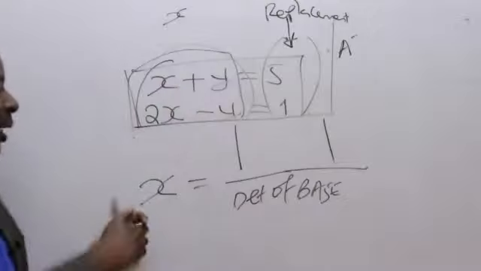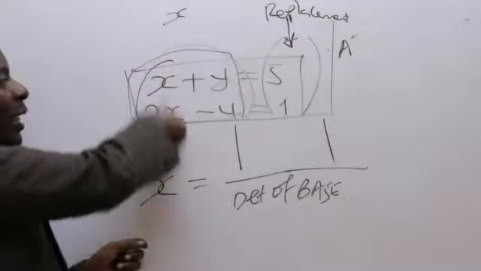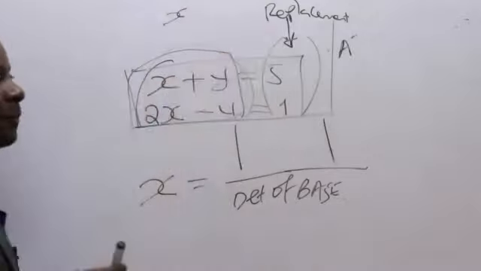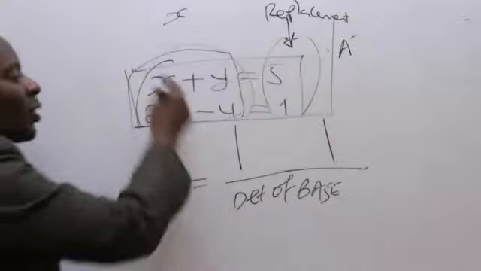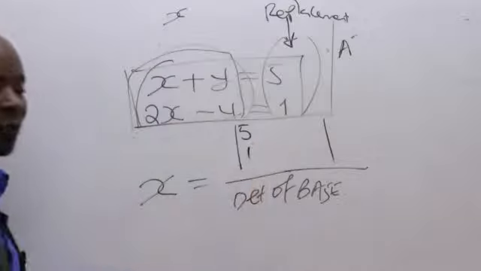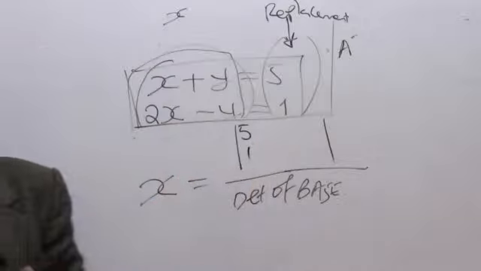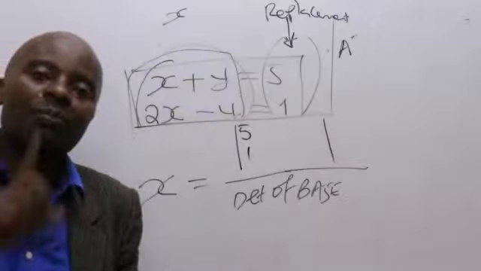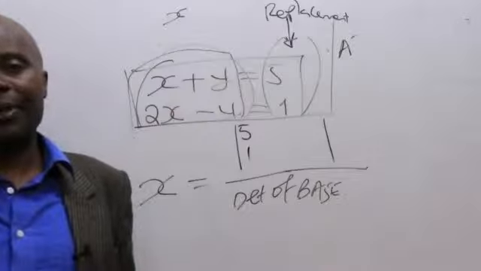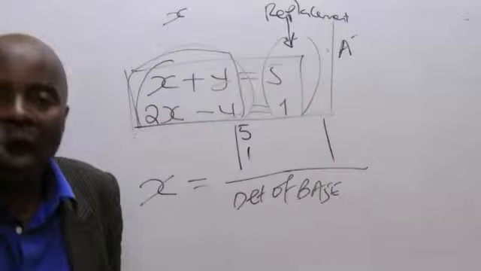Ladies and gentlemen, the first value that I want to get here is the value of x. So the column of x has to go, and then in its place, we shall put the replacement. So then the first column will not be x column. The first column will be the replacement, which is 5 and what here? 1. Ladies and gentlemen, listen to me very well. These columns can only disappear one at a time. You can't have two people just disappearing like that. It's one at a time.